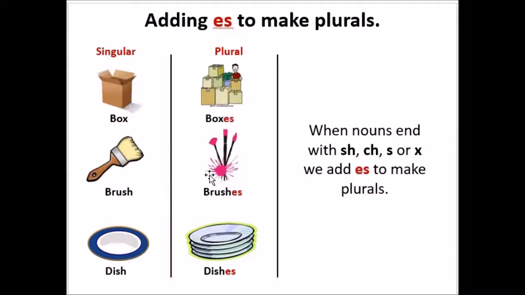But there are other words that don't only take an S at the end, where we need to add ES to make them into the plural form. Some of these examples include box becomes boxes, brush becomes brushes, one dish versus many dishes. The rule is whenever a noun ends with SH, CH, S, or X, we add ES to make it into the plural form.